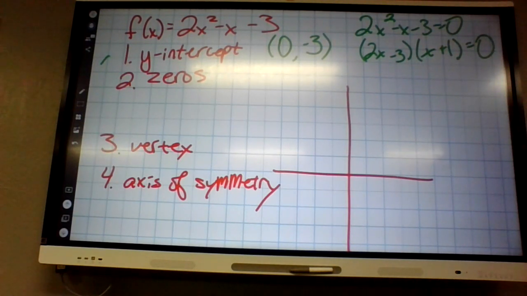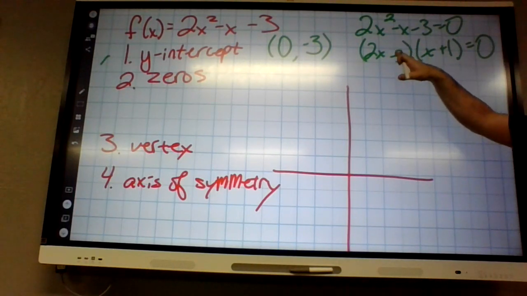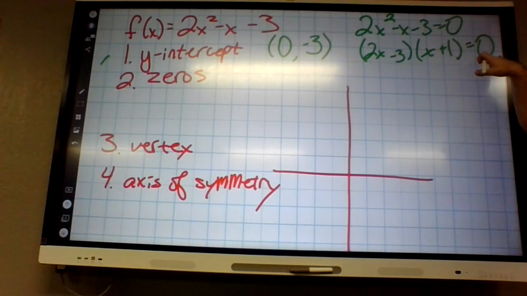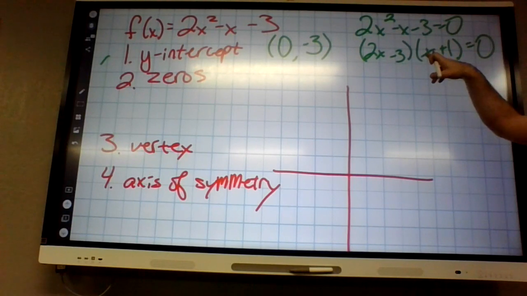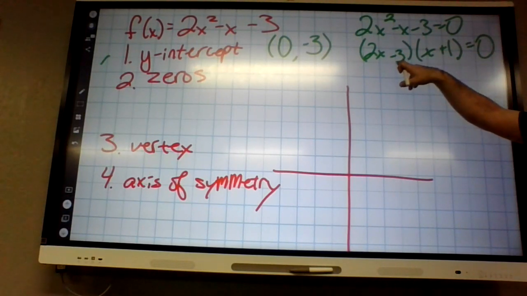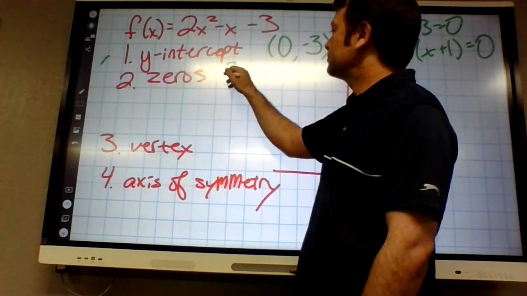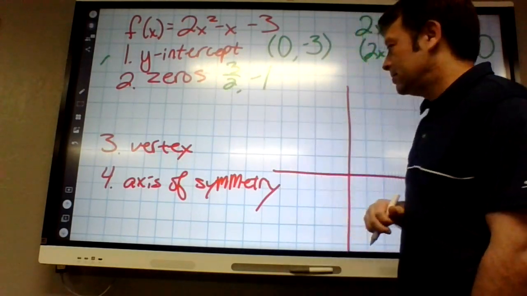Okay, anyways, what x values make these equal to 0? 3 halves and -1. It's the same thing.